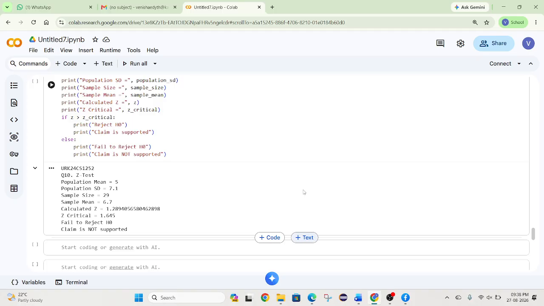Overall, this experiment shows how statistical methods can be used to analyze the data and make decisions.